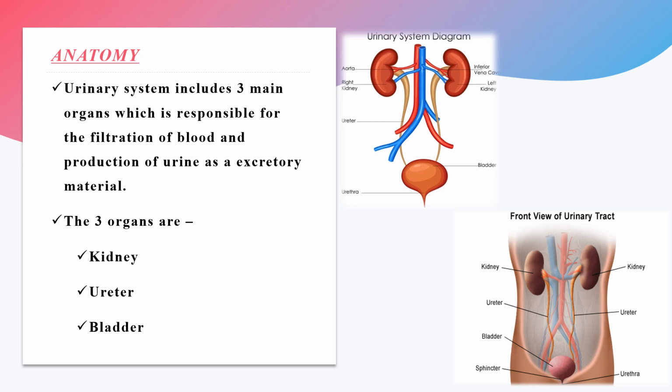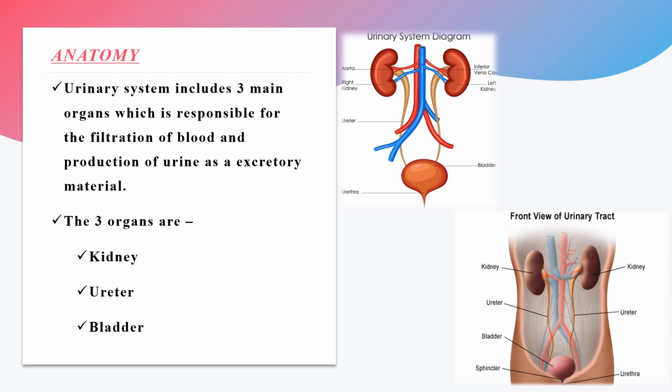So now, the anatomy of the urinary system. The urinary system includes three main organs, as I previously said, which are responsible for the filtration of blood and the production of urine as an excretory material. By filtering the blood, it creates urine as an excretory material from our body. The three organs are the kidney, ureter, and bladder.